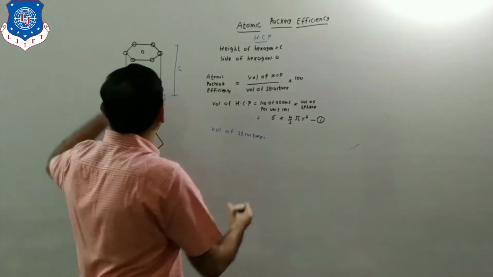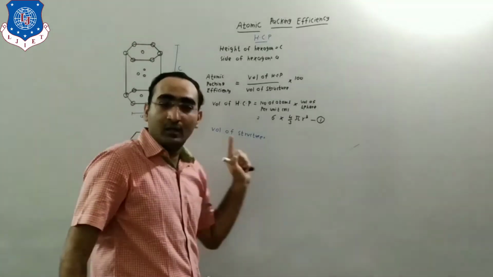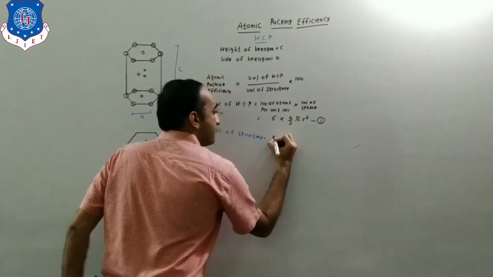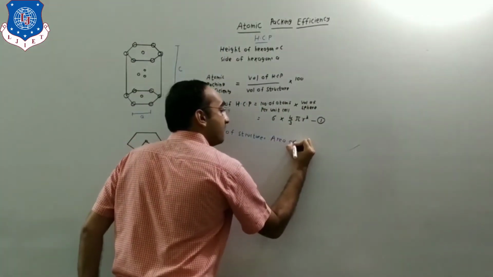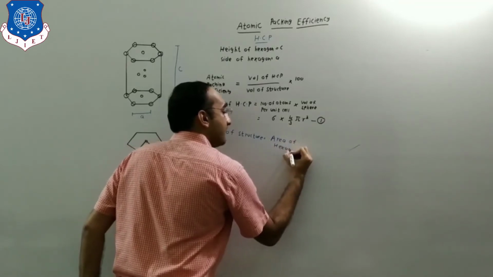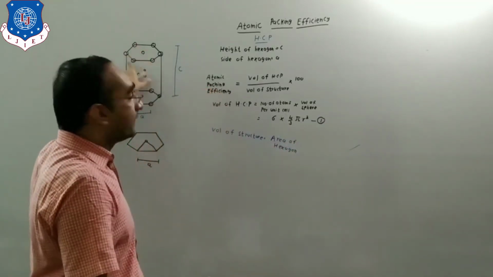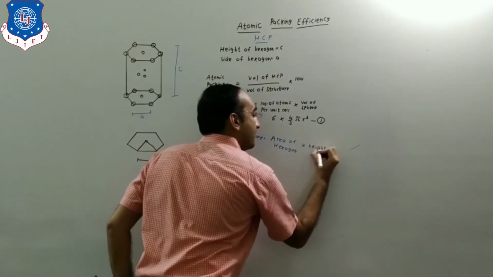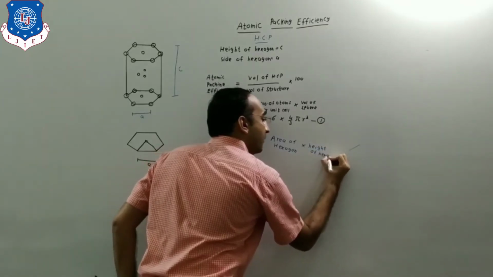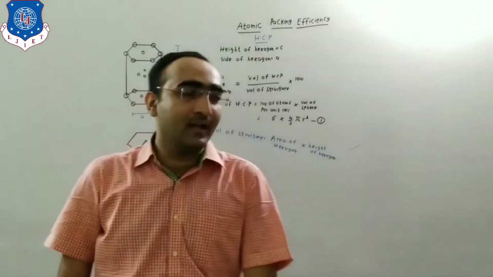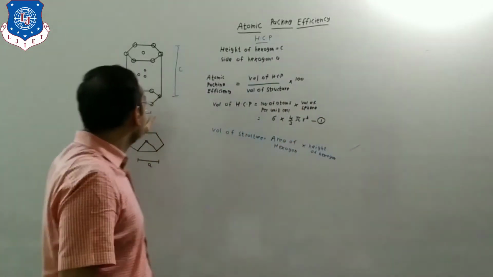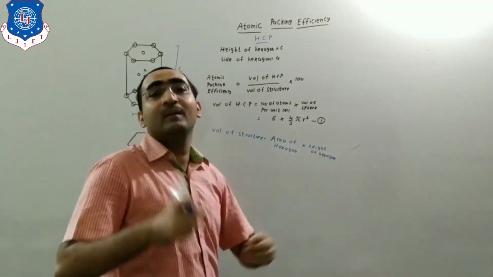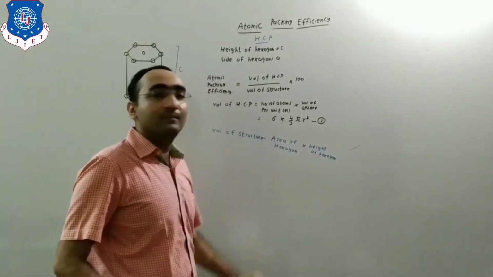Now next one, that is the volume of this whole structure. So what will be the volume of the structure? It will be equal to area of hexagon, clear? Multiplied by its height of hexagon. That is the area into height. Area of the hexagon multiplied by C. So area into height, that will be equal to the volume. So volume of structure will be this thing.